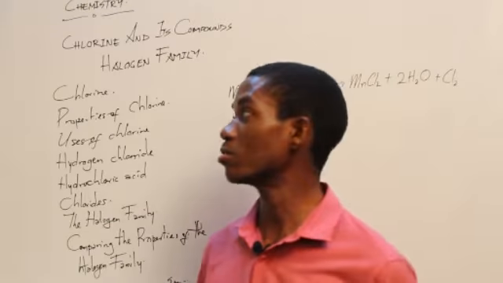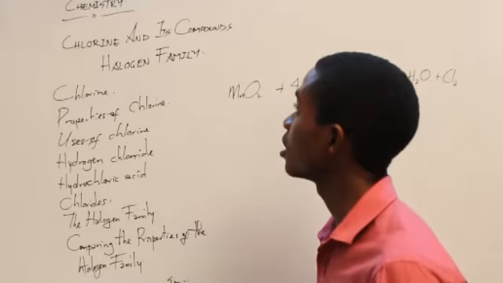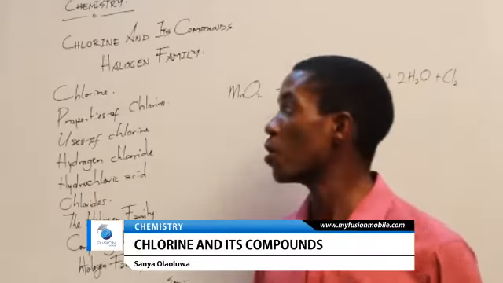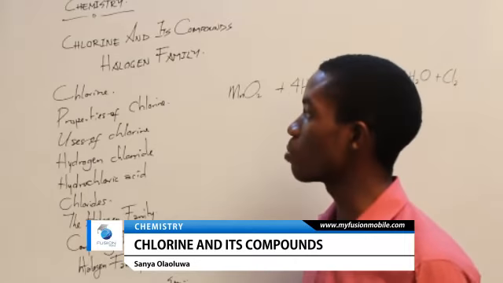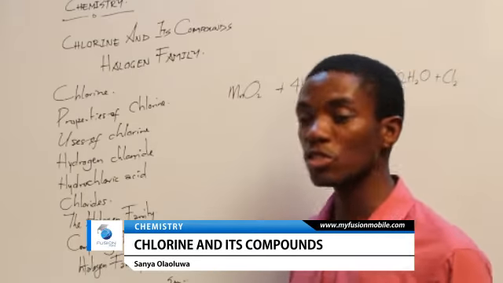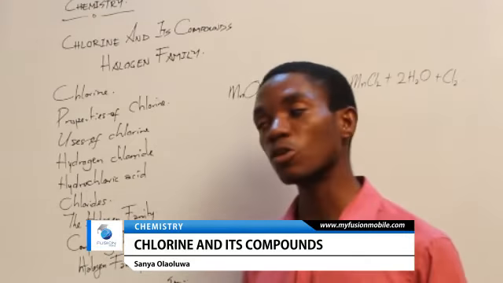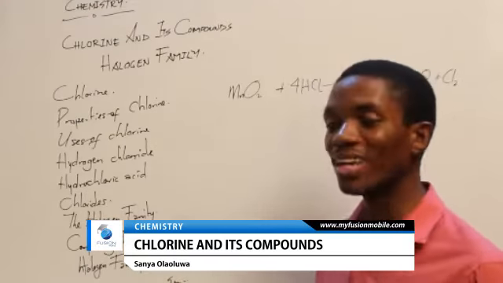In this particular lesson, we'll be considering chlorine and its compound. Of course, we'll be looking at the halogen family as well. So we'll start with chlorine. We'll look at the properties of chlorine. Then we'll talk about the uses of chlorine. We'll look at the hydrogen chloride gas. Then we'll talk about the hydrochloric acid. We'll talk about the chlorides generally.